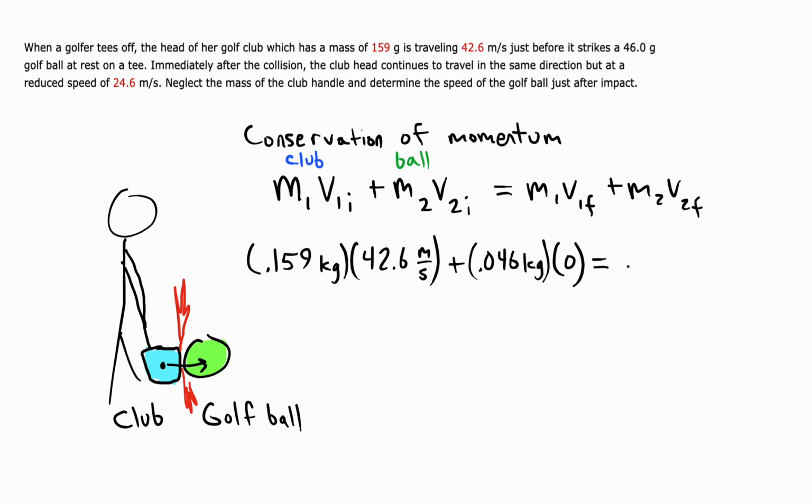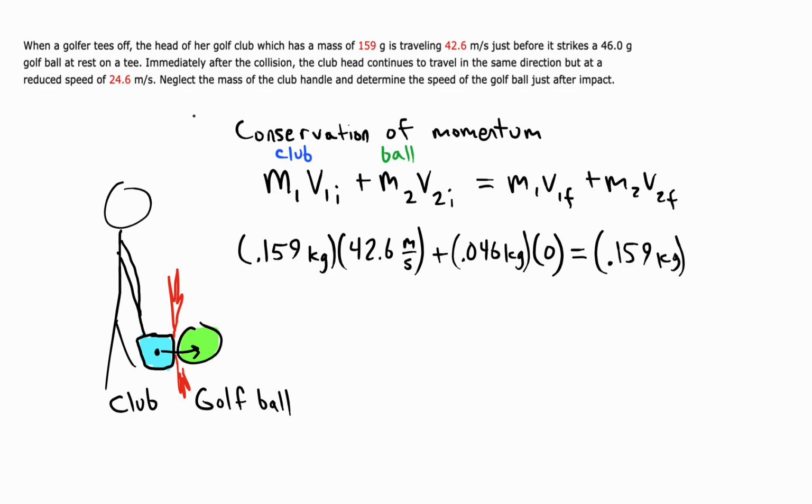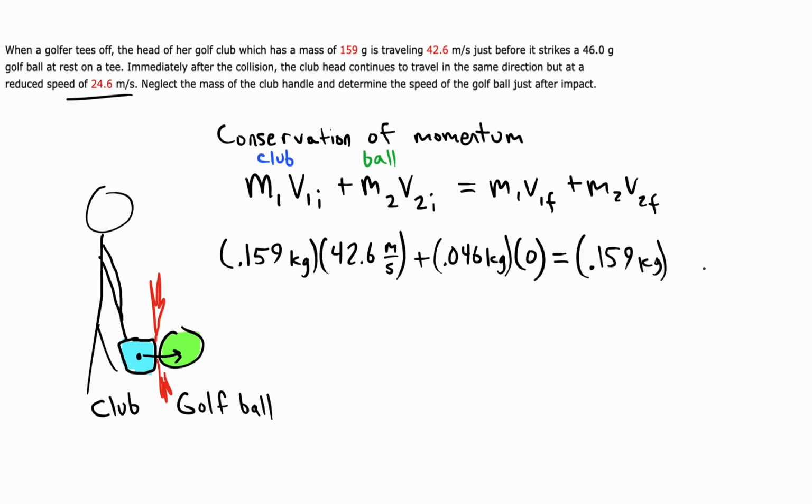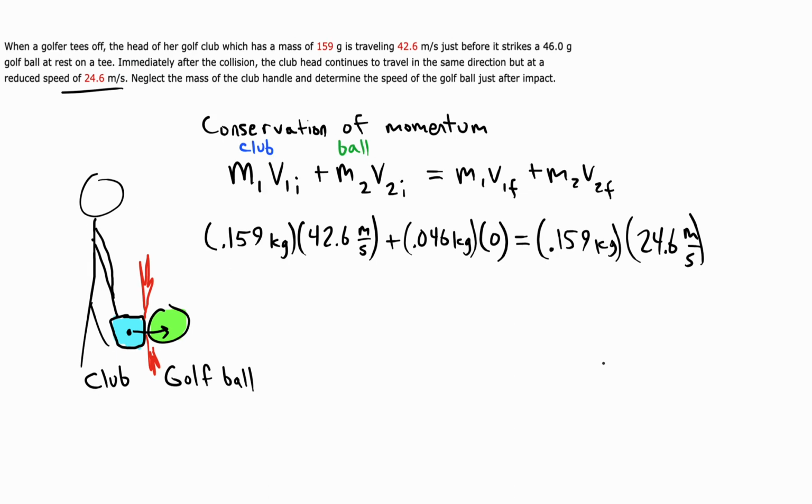All right, after the collision, the club is still going to have the same amount of mass. That's not going to change. But it does say here that the speed of the club has been reduced from 42.6 to now it's 24.6 meters per second. Okay? So it slows down. That means that there was a backward force acting on the club to cause it to slow down.